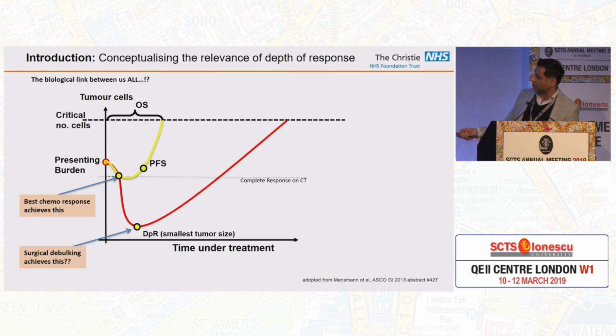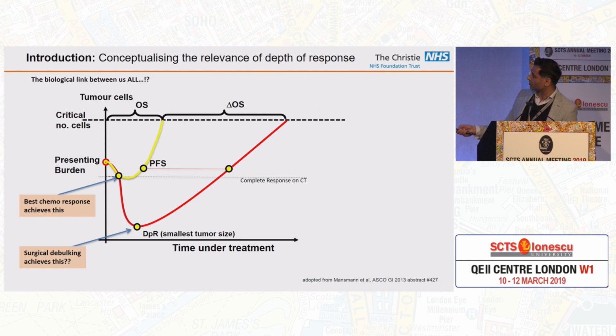So actually what you guys do is you take the depth of response way down here, but you'll notice that there are still some cancer cells remaining in that person. But because you've taken the depth of response so far down, it takes longer for that patient to reach the critical number of cells that's going to kill him or her. And so you change the overall survival and improve it.